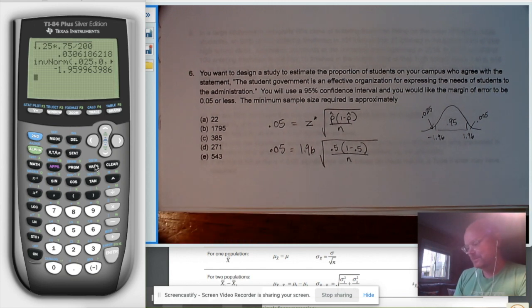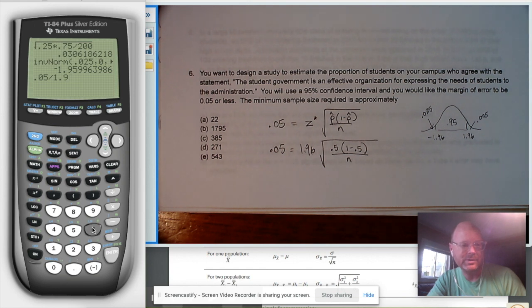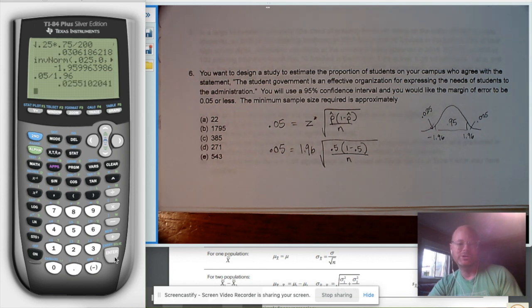Okay, so now algebra. What value of n will solve that equation? I like to start with the answer. So there's my 0.05. I'm first going to divide off the 1.96. I'm going to divide off that z-score. Caution, it's going to give you a very small decimal.